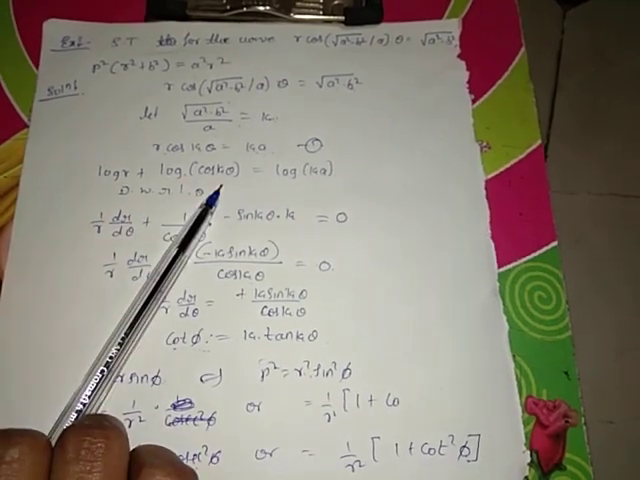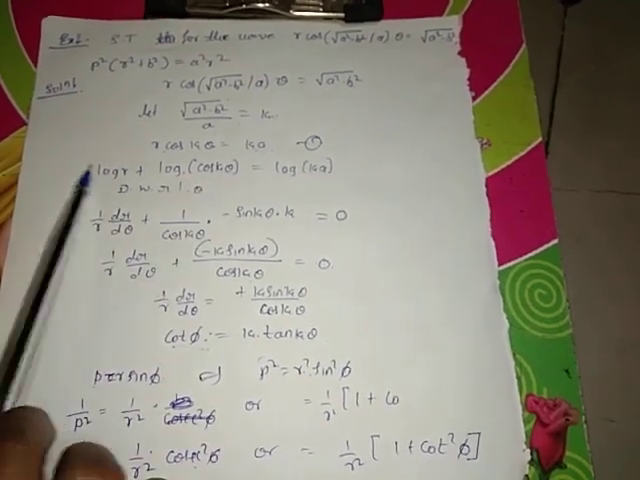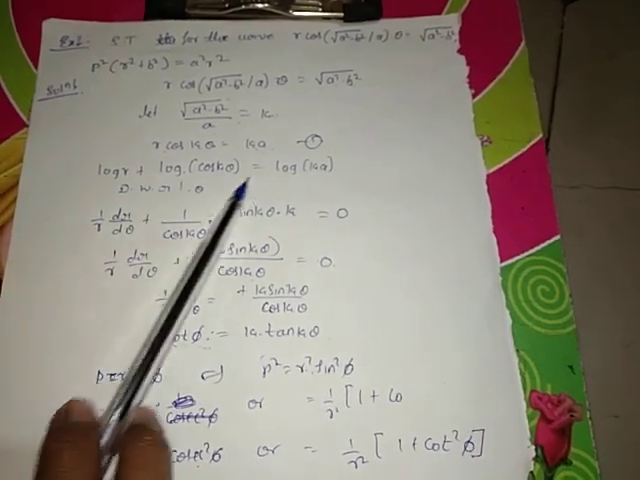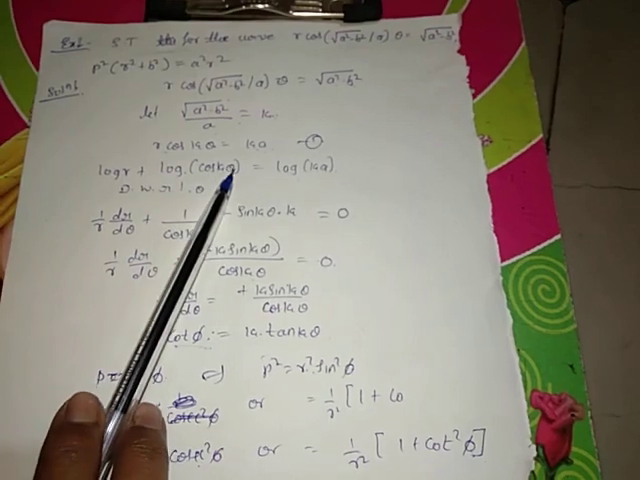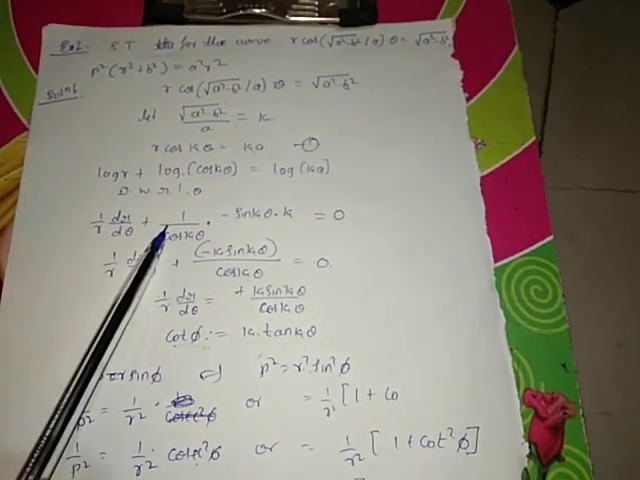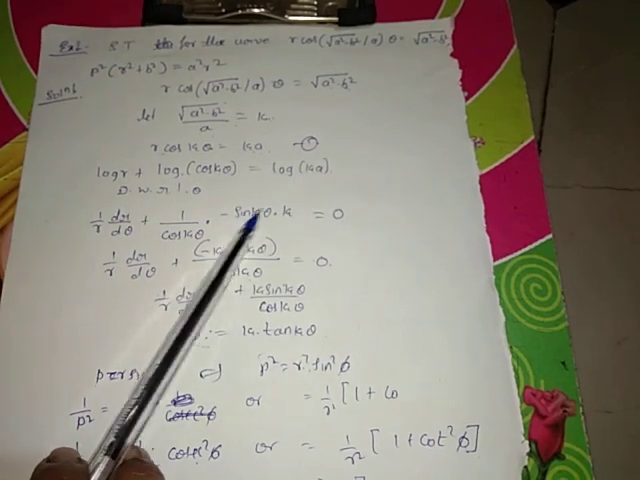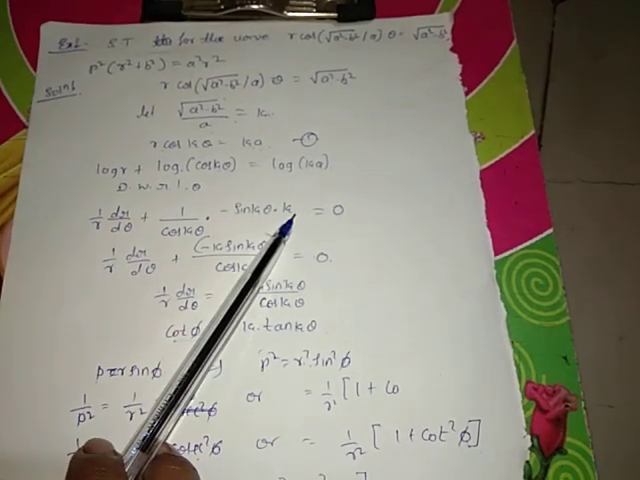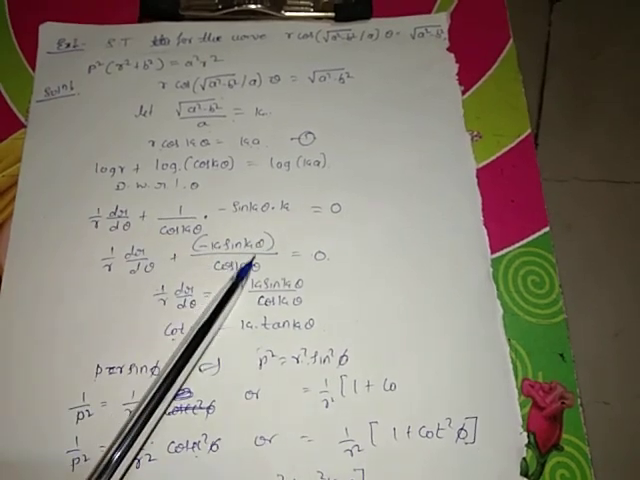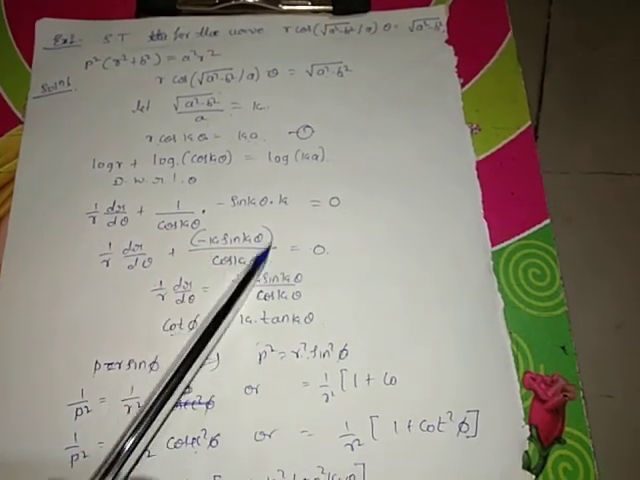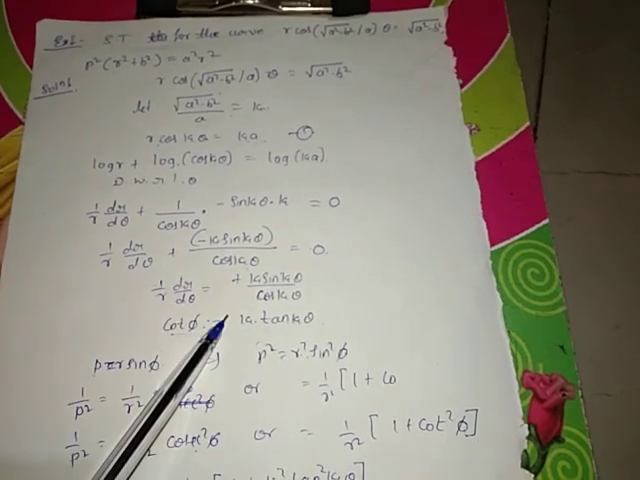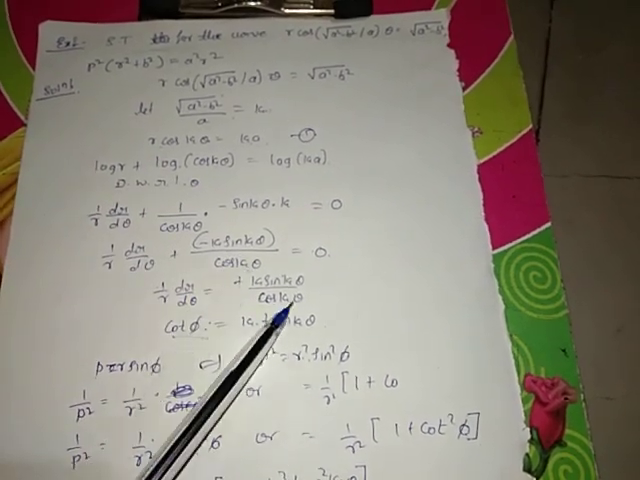Differentiating with respect to theta, we get derivative of log r is 1 by r dr by dθ. Derivative of log of cos kθ is 1 by cos kθ into derivative of cos kθ, which is minus sin kθ into derivative of kθ, which is k. So 1 by r dr by dθ equals minus k sin kθ divided by cos kθ. Send this term on to the RHS, that becomes a plus. Keep k as it is. Sin by cos is tan.